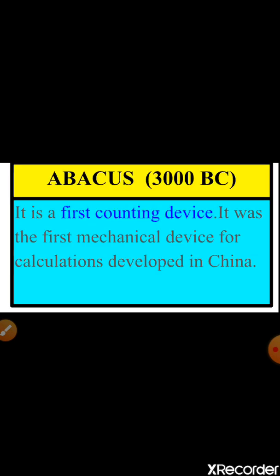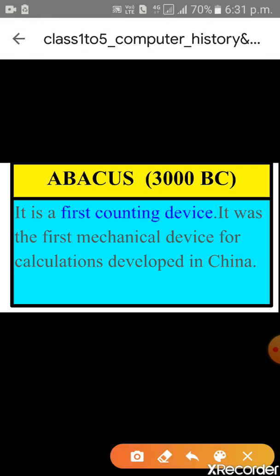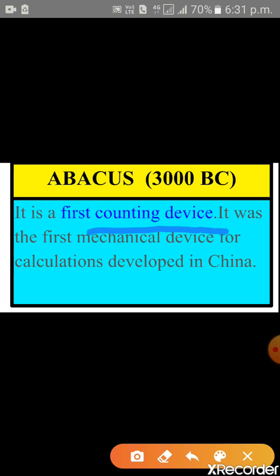Children, after studying about the keyboard, we are going to learn about the evolution of computer. First, we will discuss the history of computer. Number 1 is abacus. Children, abacus is the first calculating device. It was the first mechanical device for calculations, developed in China before 3000 BC.